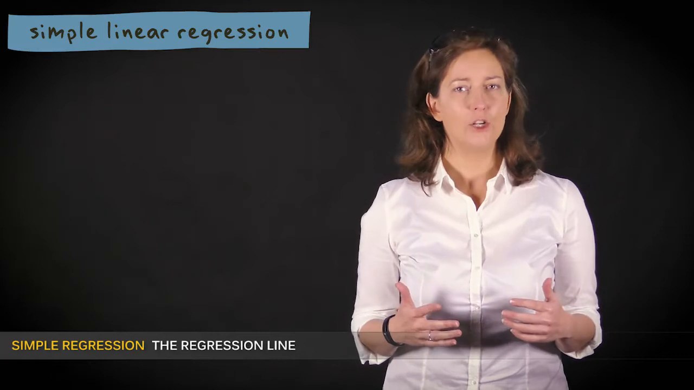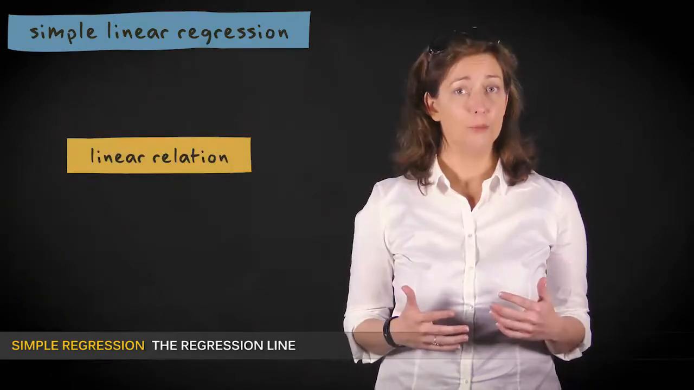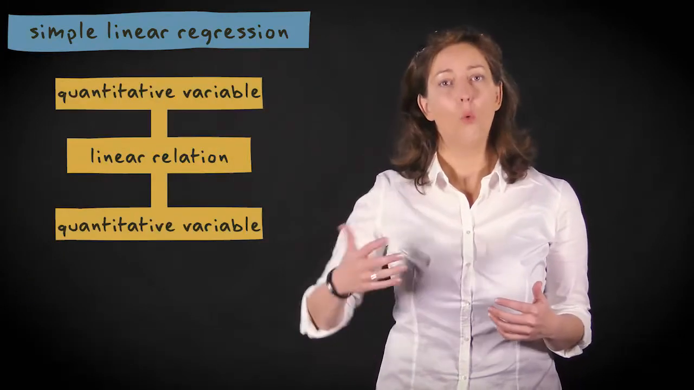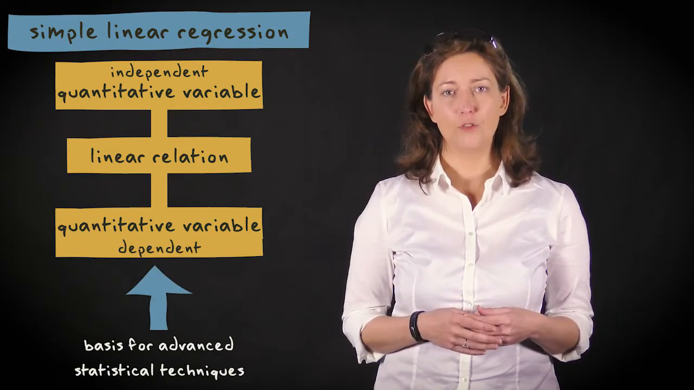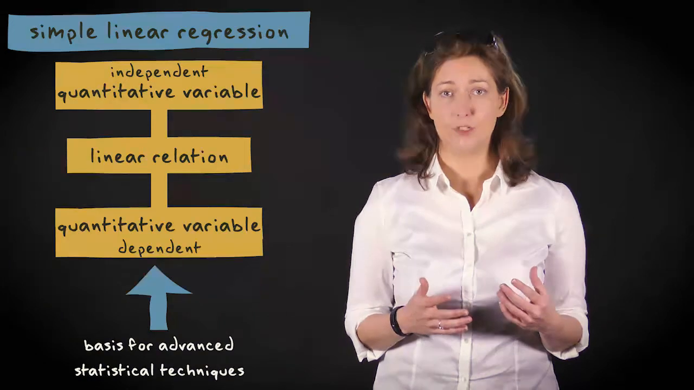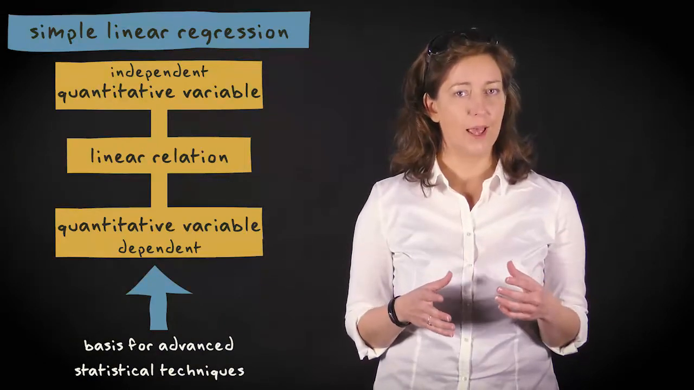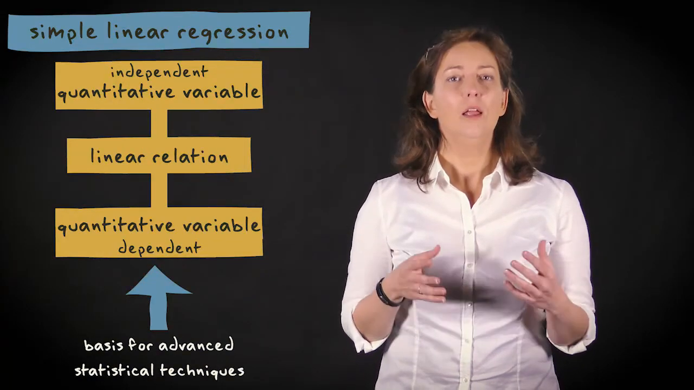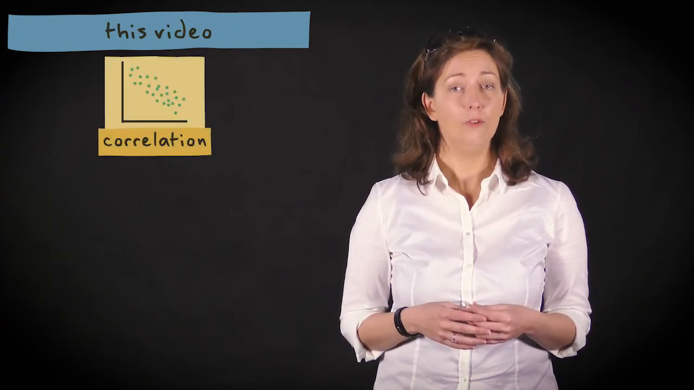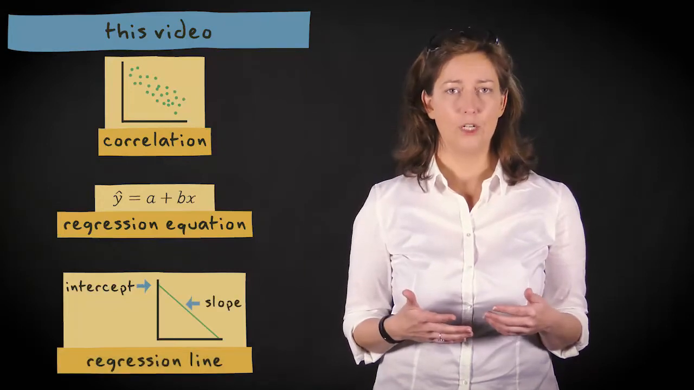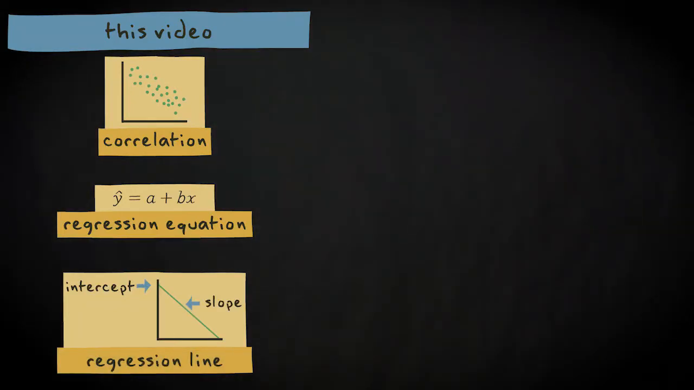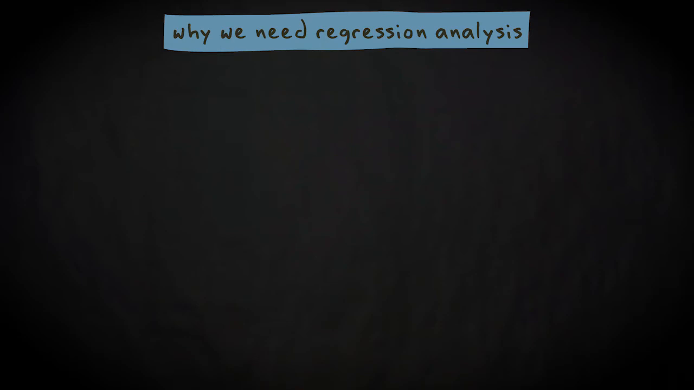In simple linear regression, we analyzed the linear relation between two quantitative variables, one independent and the other dependent. Regression forms the basis for a lot of advanced statistical techniques, so it's really important to understand what regression is. In this video, we'll start with correlation, the regression equation, the intercept, and the slope of the regression line. Okay, first let's see why we need regression analysis.